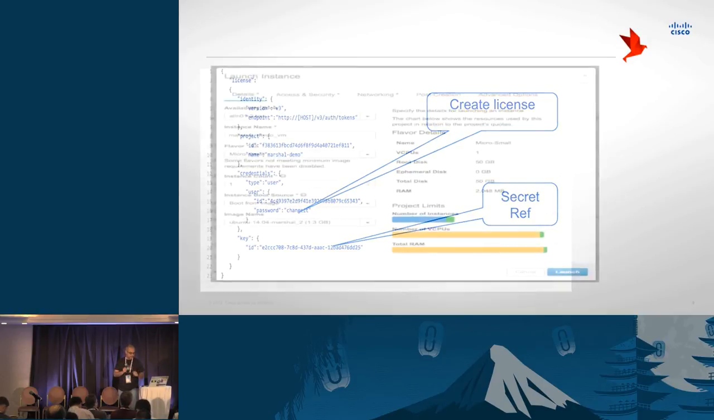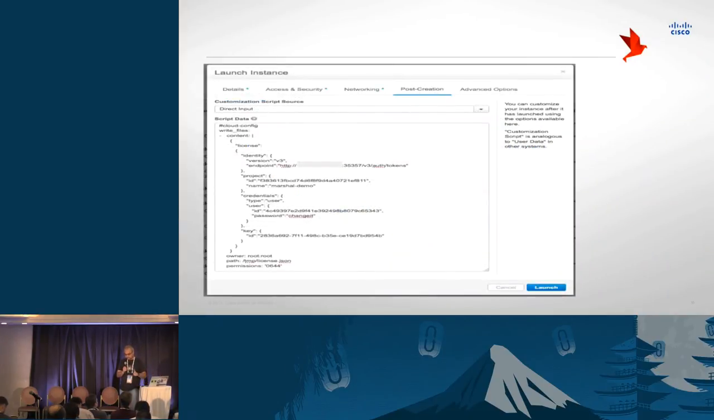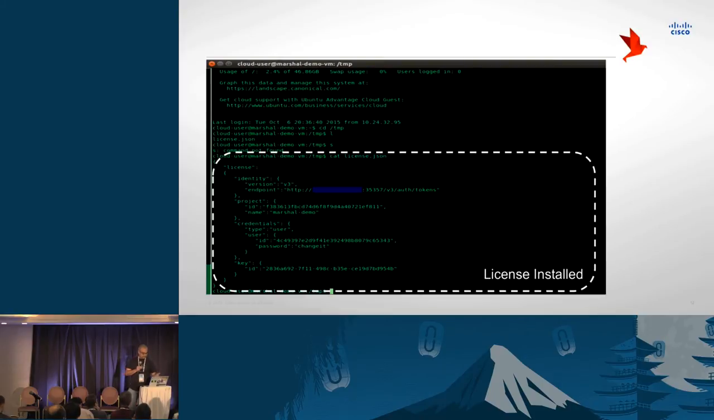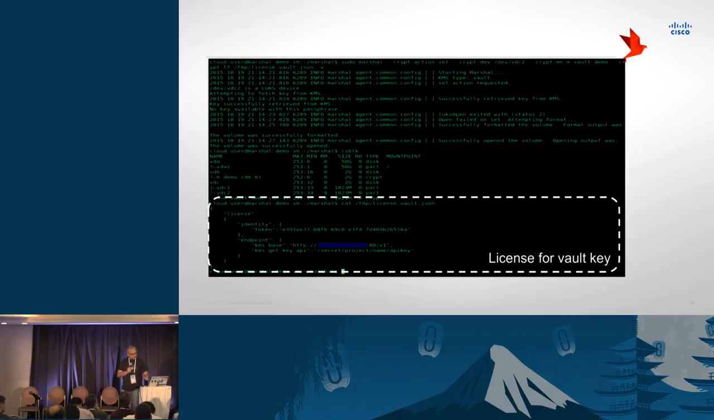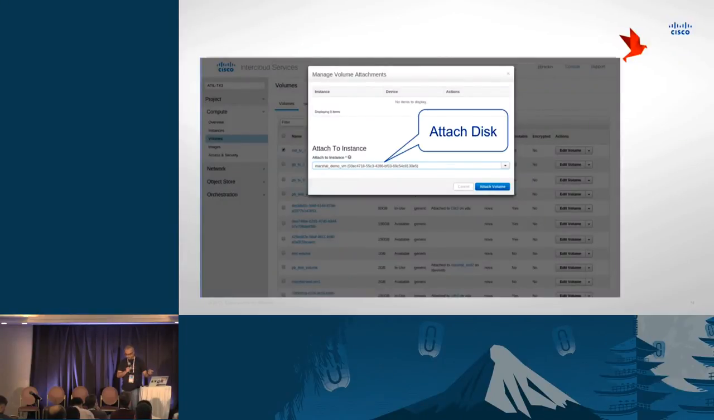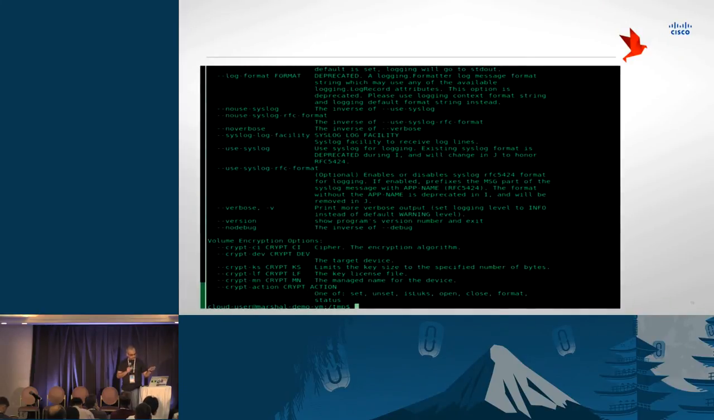So here we are using Horizon to spin up a VM, and we are providing an image with Marshall cooked into it. And we are providing the license through the cloud config. So this is the manual way of doing it, but see, the VM is up and running, and the license is embedded into the VM. And from there, this is the license format for the Hashicorp key. And we are attaching the volume now, and these are the commands for Marshall. These are the Marshall-specific commands.